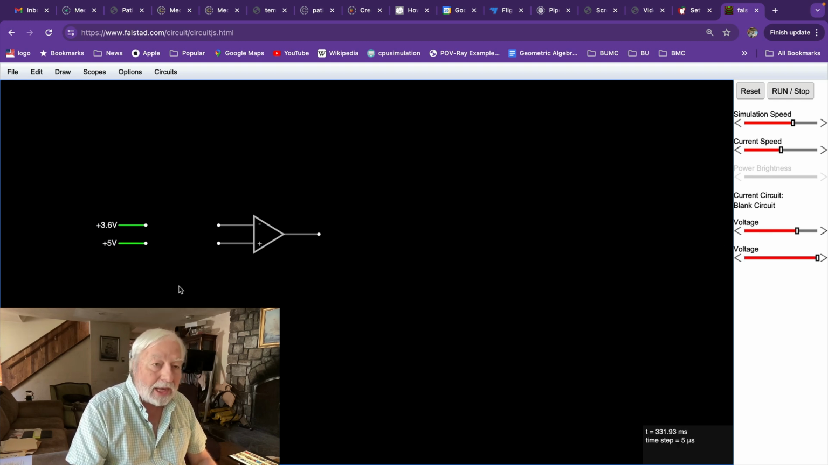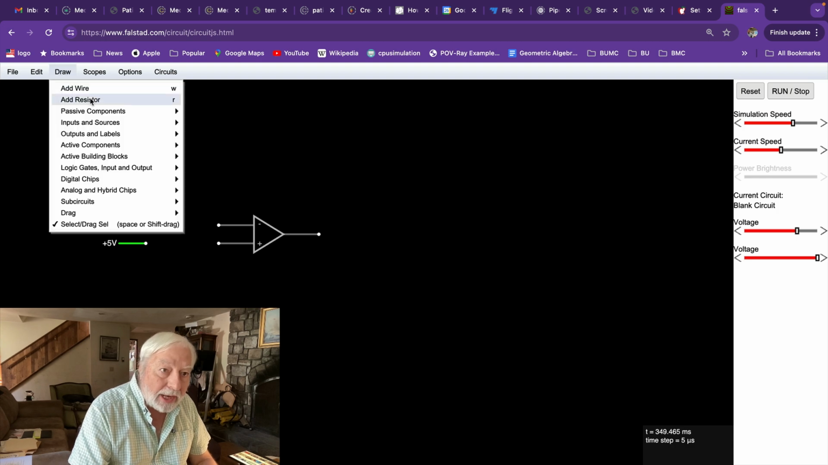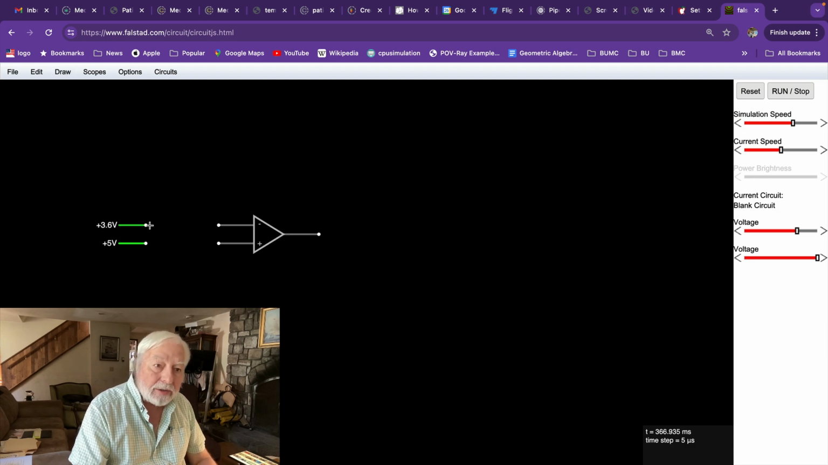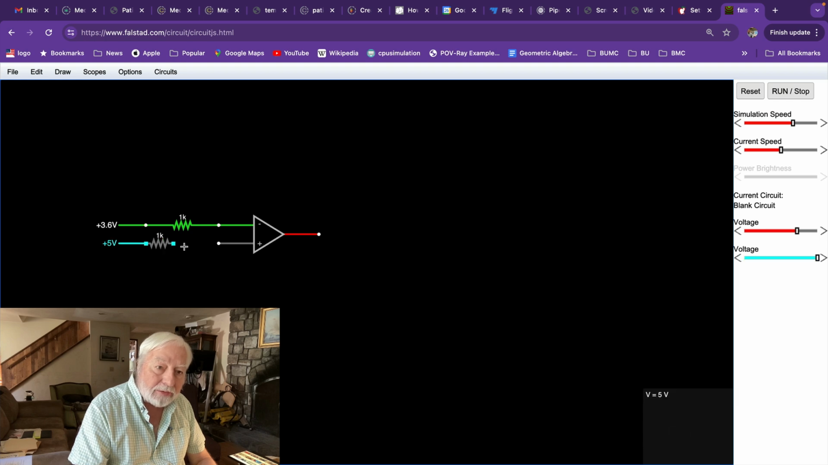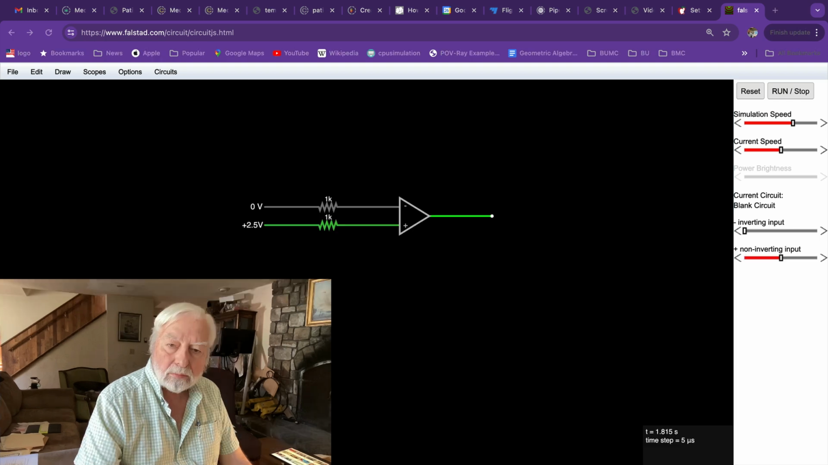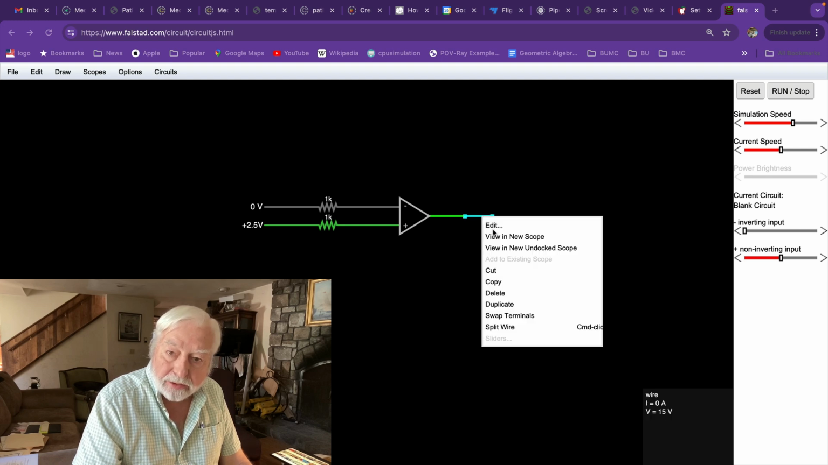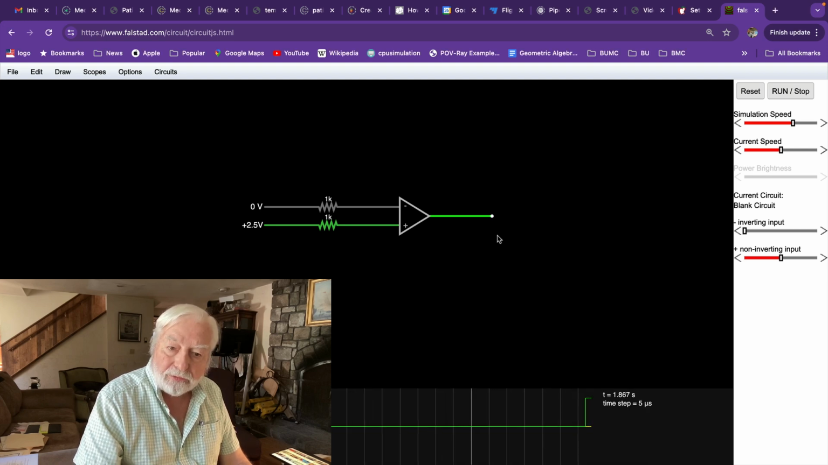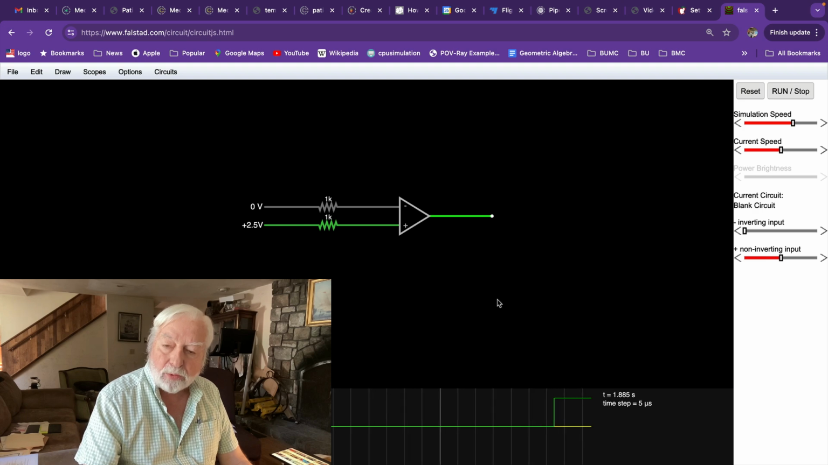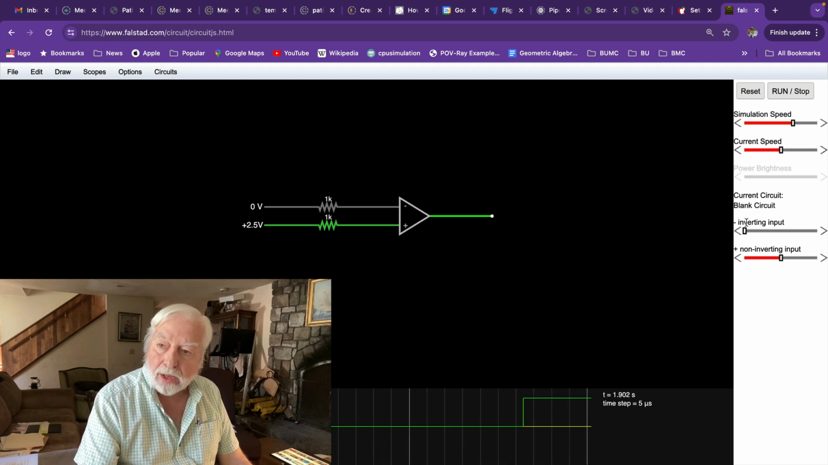Now we'll add a couple of resistors. Add resistor R. Here's a resistor in here and a resistor in here. And now we'll right-click here to add a scope to view the output of the op-amp while we play around with the values of the input.